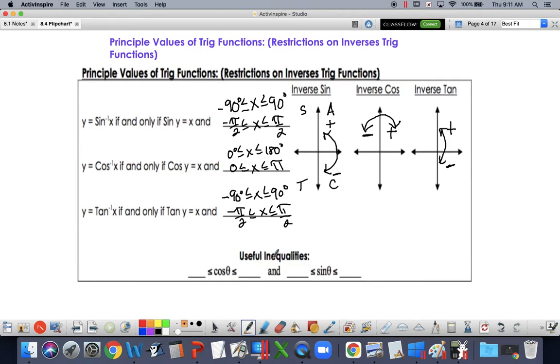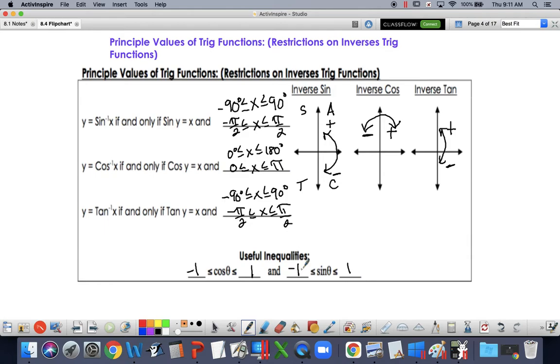Some useful inequalities: we didn't talk about these last class, but they were at the bottom of the last section and they're included here in this section. When you're trying to find the cosine of an angle or the sine of an angle, it's always a number between -1 and 1. So if I ask you, hey, I have an angle and the sine of that angle is 46, I can tell you you're lying, because there's no angle in existence that can have a sine value greater than 1. So our sine and cosine values are always going to be between -1 and 1. Now that is not the case for tangent.